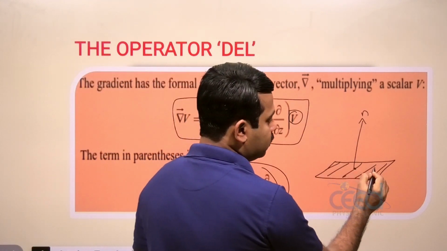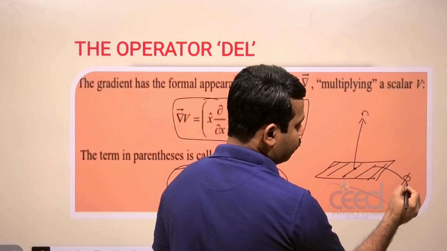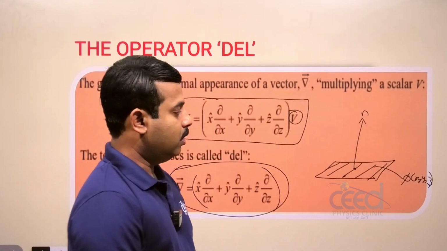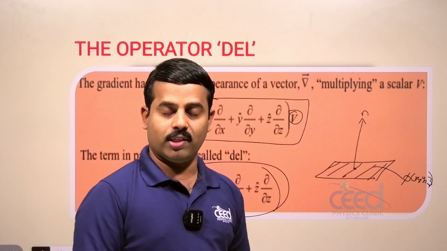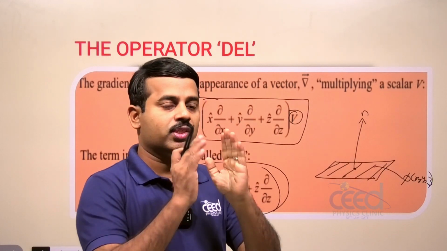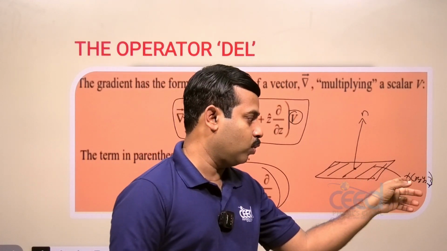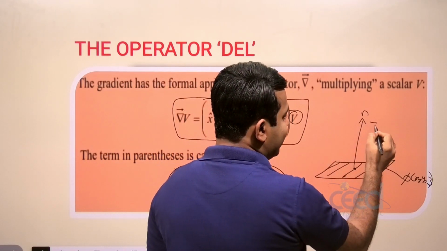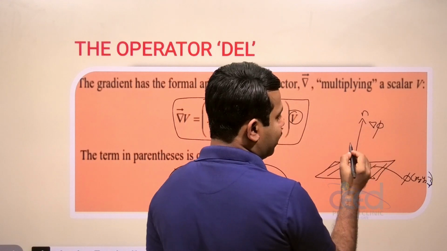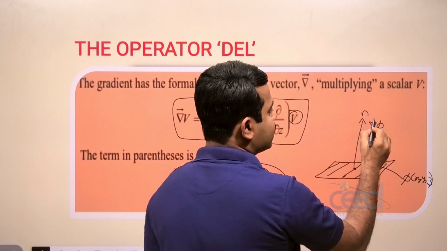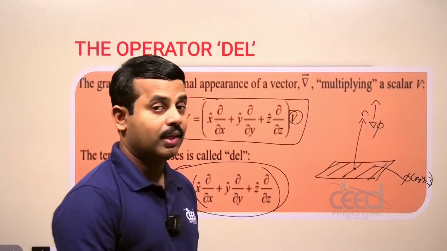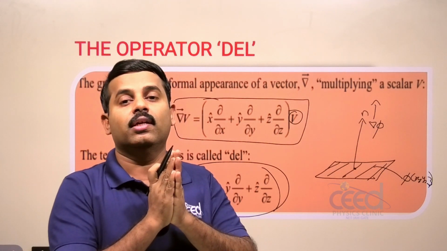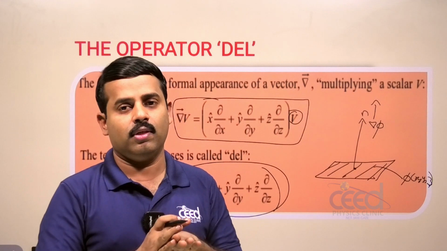Suppose the equation representing this surface is phi of xyz. Then the gradient phi direction is normal to this surface. That is very important. Gradient phi direction is normal to the surface.